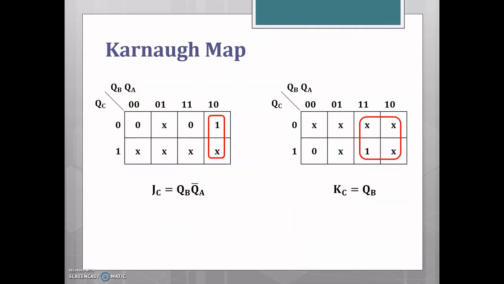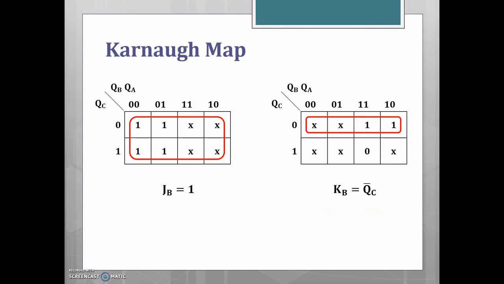The next step is to draw the Karnaugh map. Since there are only 5 states, all the other states are considered as don't care conditions. Now I need to group the 1s and the don't cares. Grouping for JC, I get QB QA bar, and for KC it is QB. For JB it is 1, and for KB it is QC bar. Similarly, the K-maps for JA and KA are shown in the figure, and grouping these 4 I get QC, and grouping these 4 values I get QC bar.